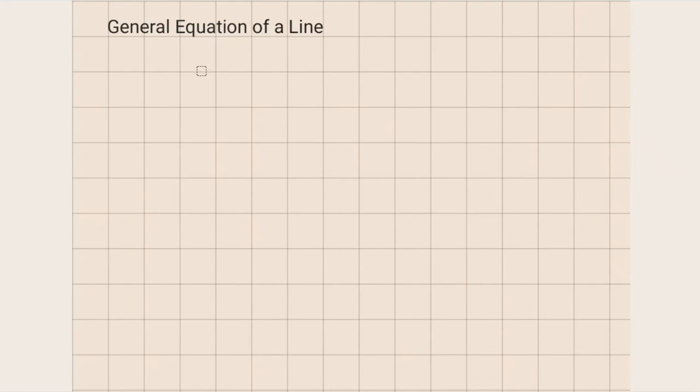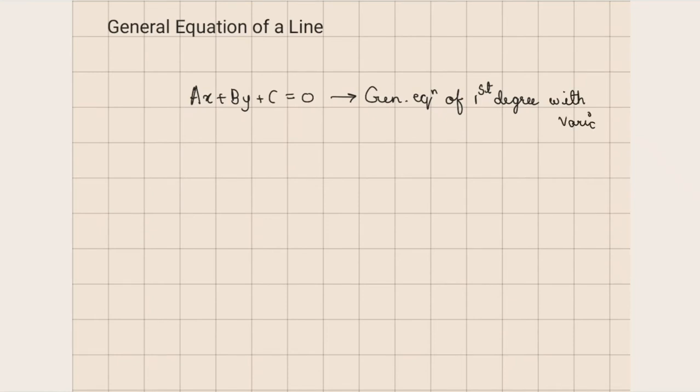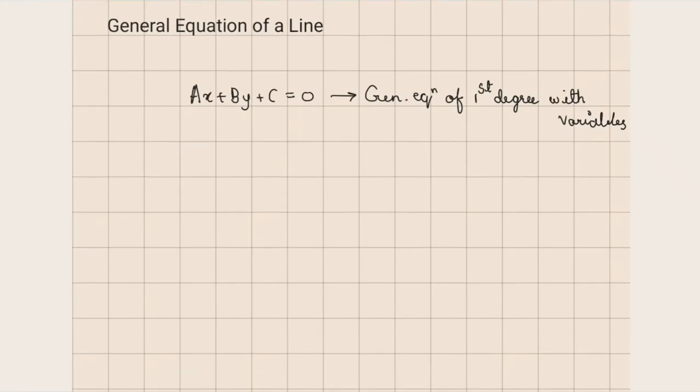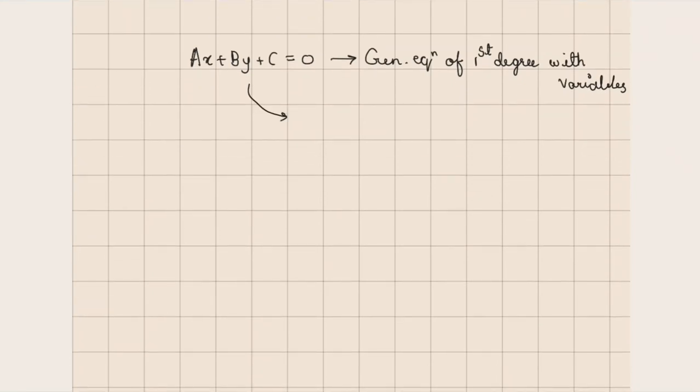Now, we all know that ax plus by plus c equals to 0. This is an equation. This is general equation of first degree with two variables. The variables are x and y. We have solved many of these in the earlier cases. If you draw the curve of this ax plus by plus c, it represents a straight line. Its curve is a straight line.